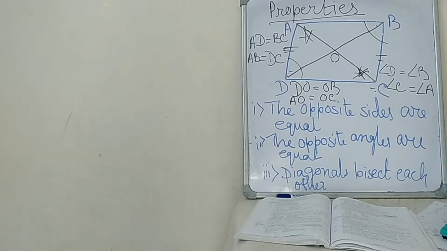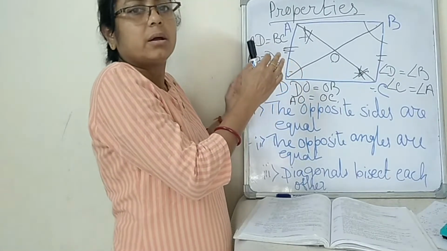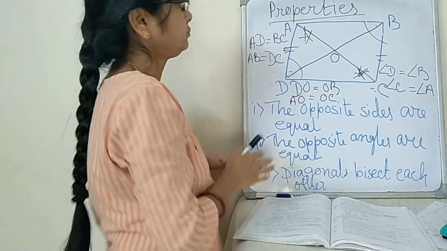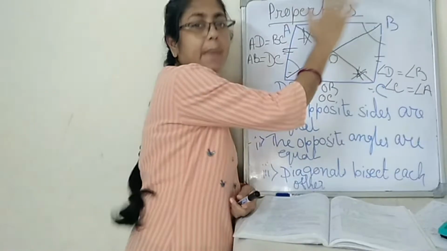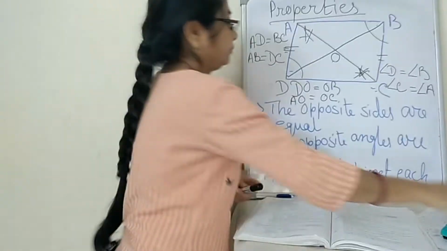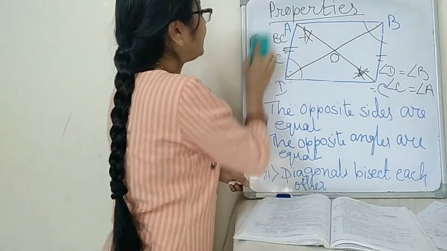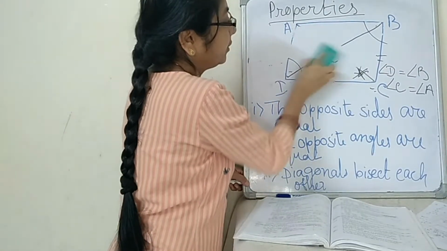Is it clear? I can repeat it. ABCD is a parallelogram. I wipe all the board and write again and tell it again.